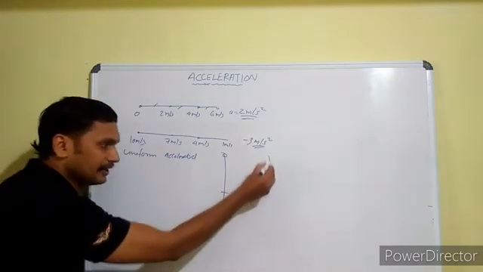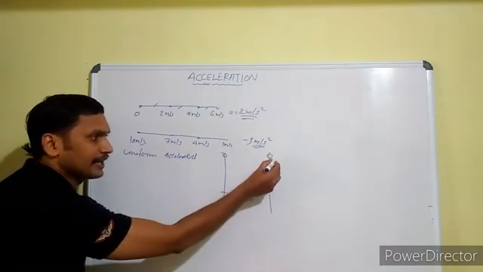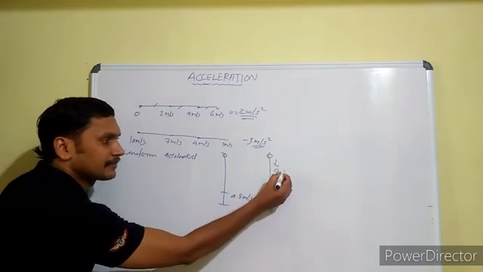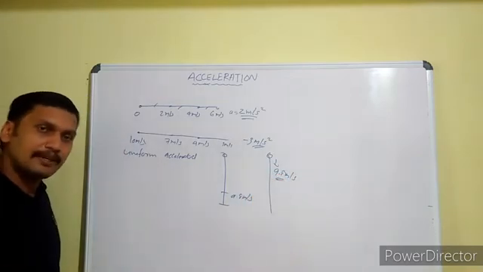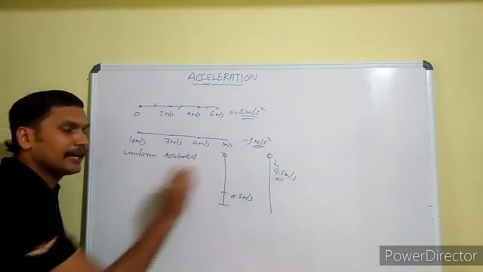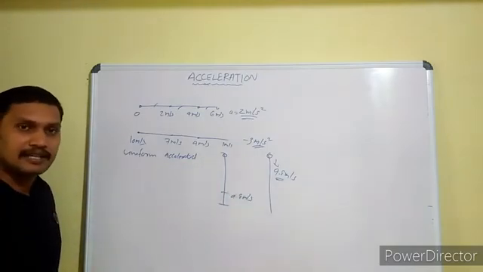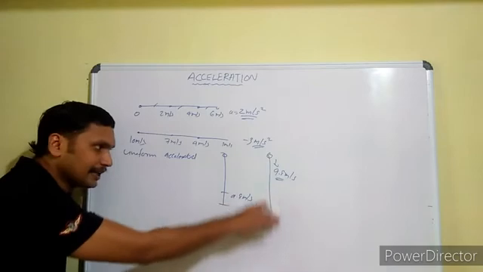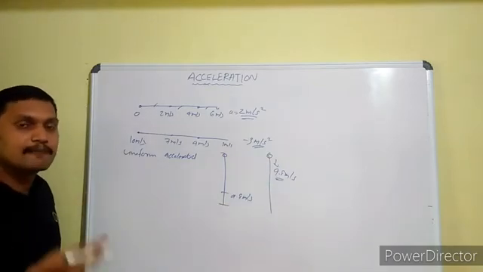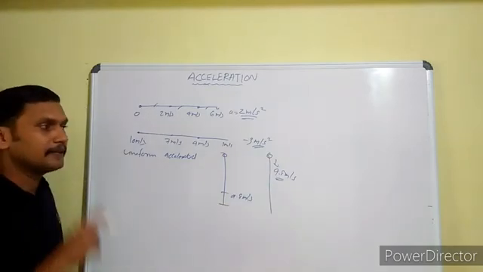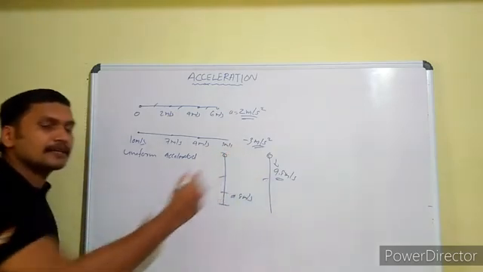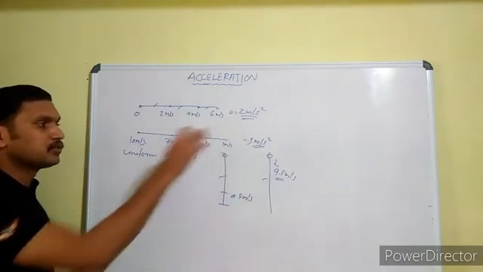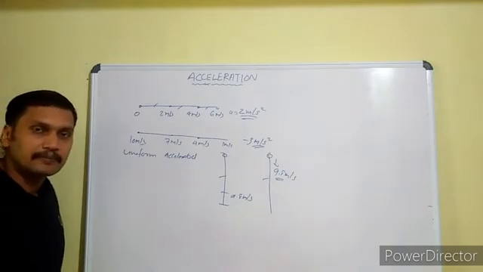When a body is falling down, in every 1 second its speed increases by 9.8 meter per second. Its meaning is that it has a positive acceleration. When a body is coming down or falling down, its speed increases by 9.8 meter per second. This is an example of uniform accelerated motion.